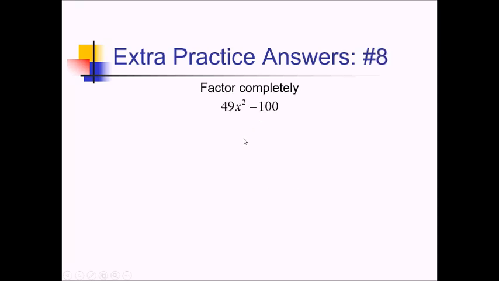For factoring this problem, I notice that I have a difference of 2 squares and I can't factor out any common factors. So if I have a squared minus b squared, that means my answer is going to have the form a plus b times a minus b. A in this case is going to be the square root of 49x squared, so that's 7x. B is going to be the square root of 100, so that's going to be 10. So we have 7x plus 10 times 7x minus 10.